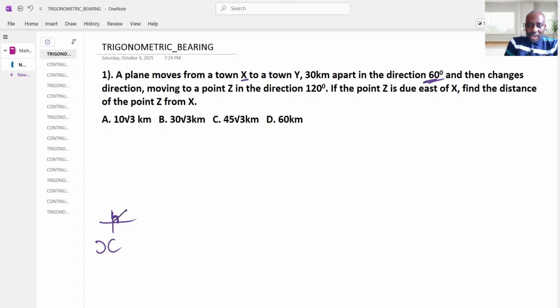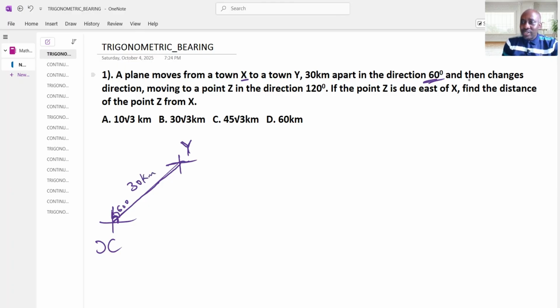Now we assume that from here to here is 60 degrees. And how many kilometers did it move? It moved 30 kilometers to where? To a town Y. This is the town Y, 60 degrees. Let me write the distance. The distance is 30 kilometers that the plane moved.